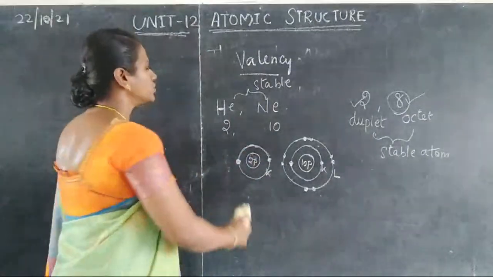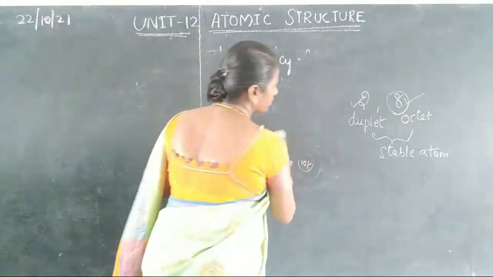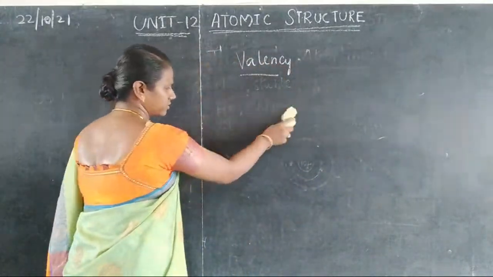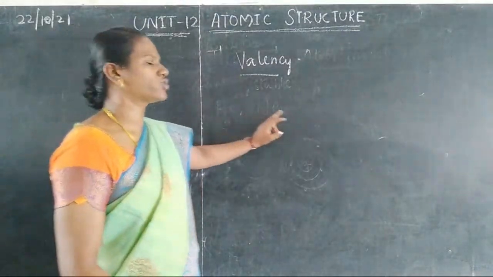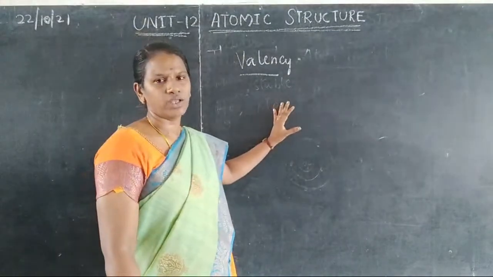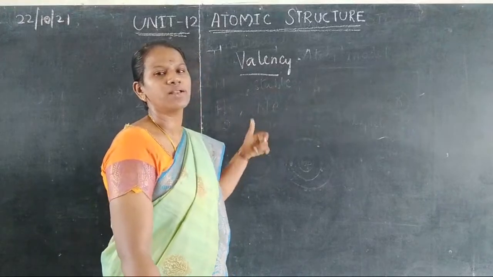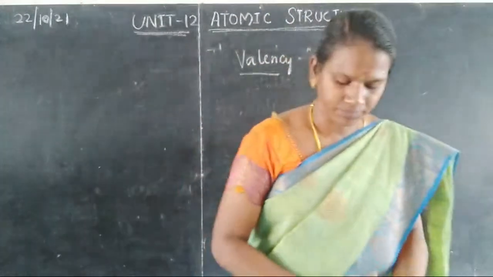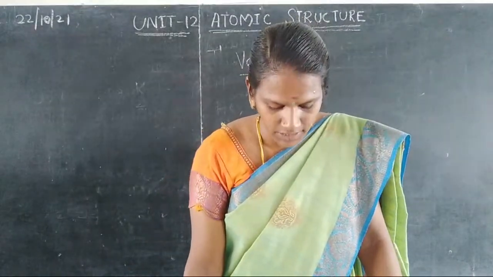Each atom has a different valency. The valence electrons in an atom alone decide the chemical property of the atom. Only the valence electrons are responsible for deciding the chemical properties of the elements. Those will be the types of valency, in order to attain the stable electronic configuration.